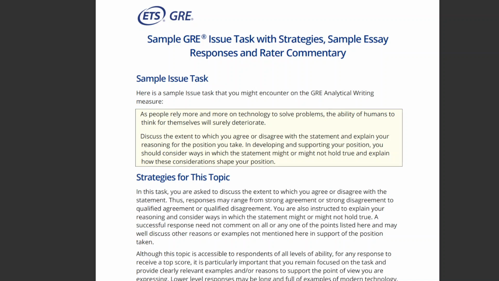Sample GRE Issue task with strategies, sample essay responses and rater commentary. Sample issue task. Here is a sample issue task that you might encounter on the GRE Analytical Writing measure.